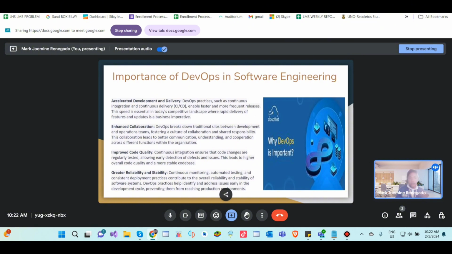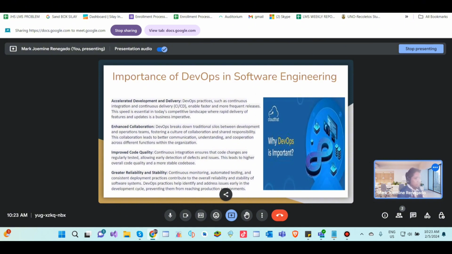So from one department to one and two departments, it is now one using DevOps, fostering a culture of collaboration and shared responsibility. So this collaboration leads to, number one, better communication. Since they are using a tool to communicate with each other, they can give and provide feedback on certain tasks that they are trying to make. Okay? Understanding and cooperation across different functions within the organization.